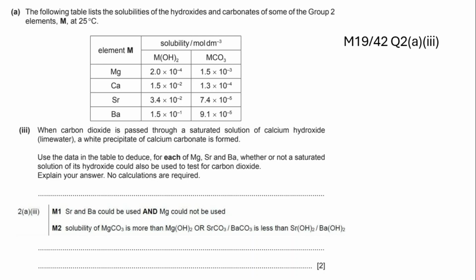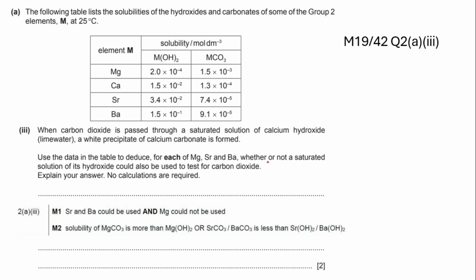This is question 2A3 from March 19, paper 4. So this question is asking us to refer to this table to use for each of magnesium, strontium, and barium, whether or not a saturated solution of its hydroxide could be used for the test of carbon dioxide.